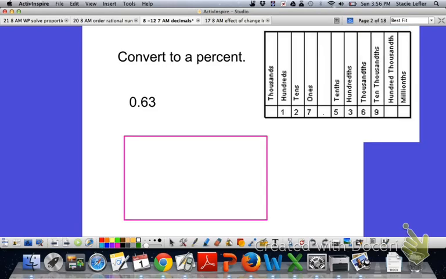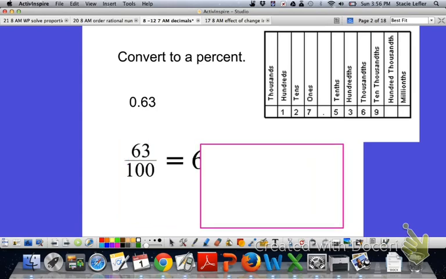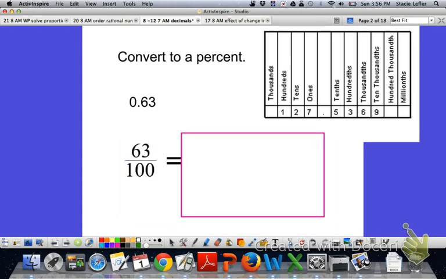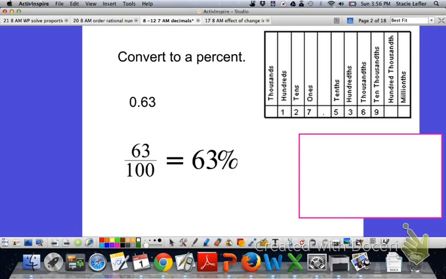So we can take this decimal and read it out loud as 63 hundredths. And 63 hundredths then would be a fraction, 63 hundredths. And if it's out of 100, there's your percent, 63%.